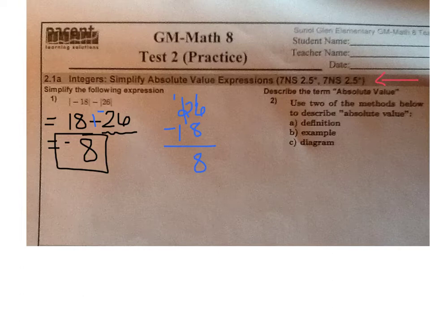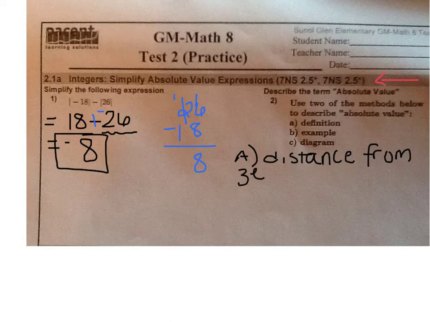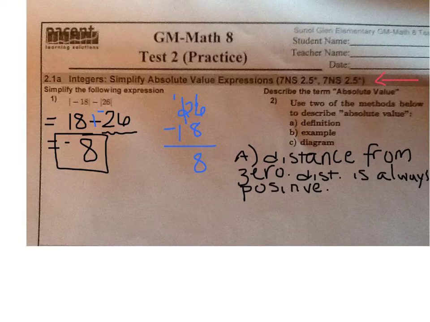So let's start with the definition. And the definition that you should be using is the distance from 0. And then you should also be saying that the distance from 0 and distance is always positive. And although I didn't model it this way, you should definitely be writing in complete sentences. On the test, I'm going to be expecting complete sentences.